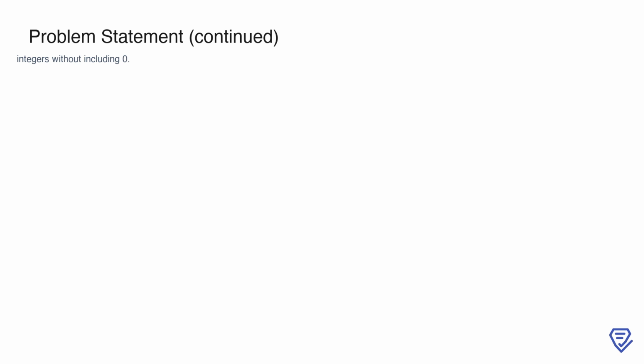Finally, the parity of n, whether it's odd or even, can influence the solution. For odd values of n, the array must include the number 0 to balance the sum. For even values of n, the array must balance positive and negative integers without including 0. Meeting these requirements is key to solving the problem efficiently and correctly.